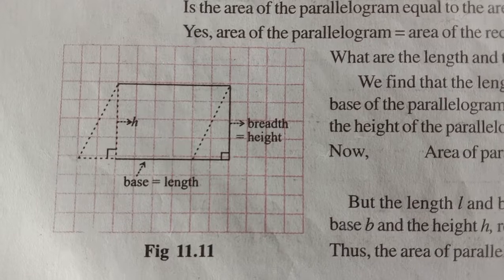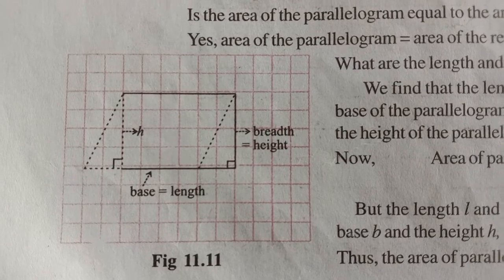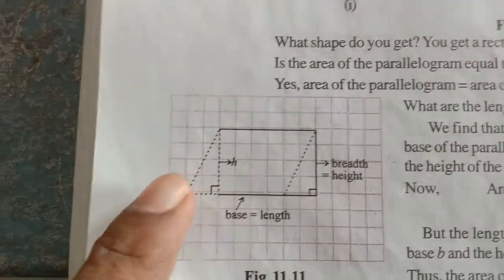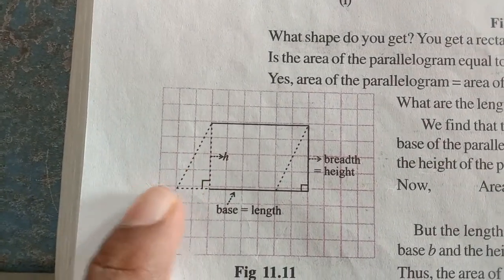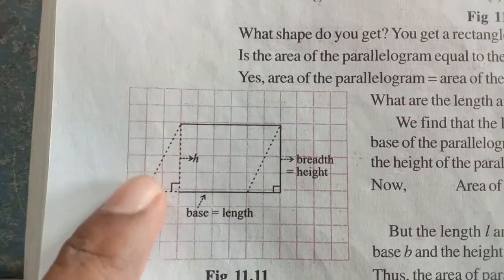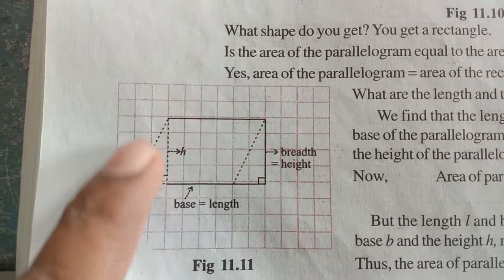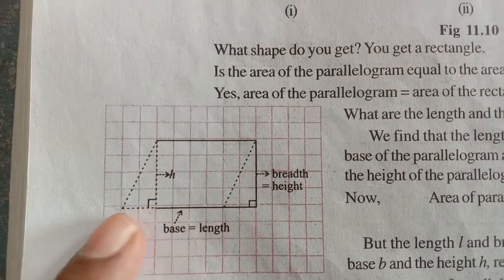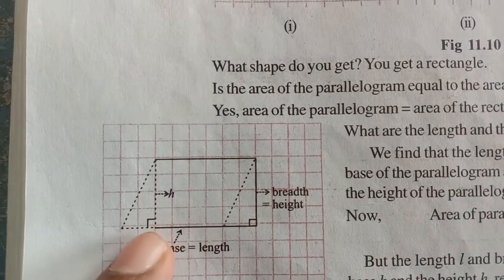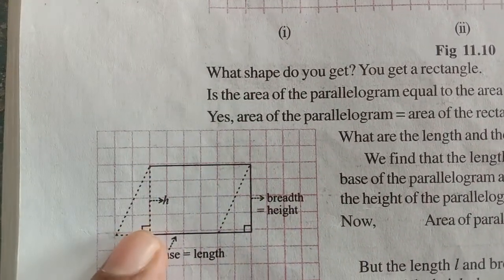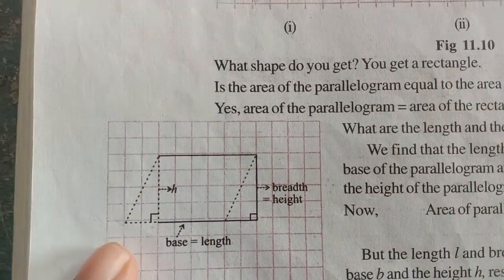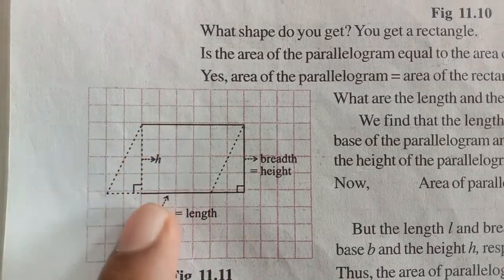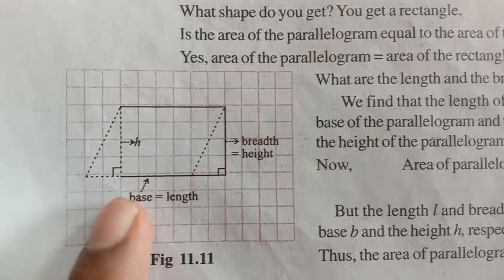You can see the parallelogram drawn on graph paper. Here we have one parallelogram, and this is its height. The dotted lines show the parallelogram. For this parallelogram, h is the height and this one is the base. They also took one rectangle. Now this dotted line is the parallelogram, and the rectangle has all sides exactly vertical.